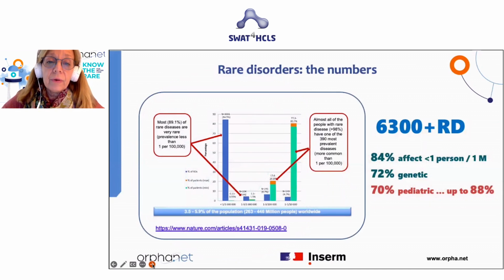And then we have this nice picture that shows you where the challenge is. Because you have in green the patients, and in blue the diseases, okay? So you see that most of the patients are affected by few rare diseases, but most rare diseases affect very few patients each, making these patients the most vulnerable amongst the vulnerable.